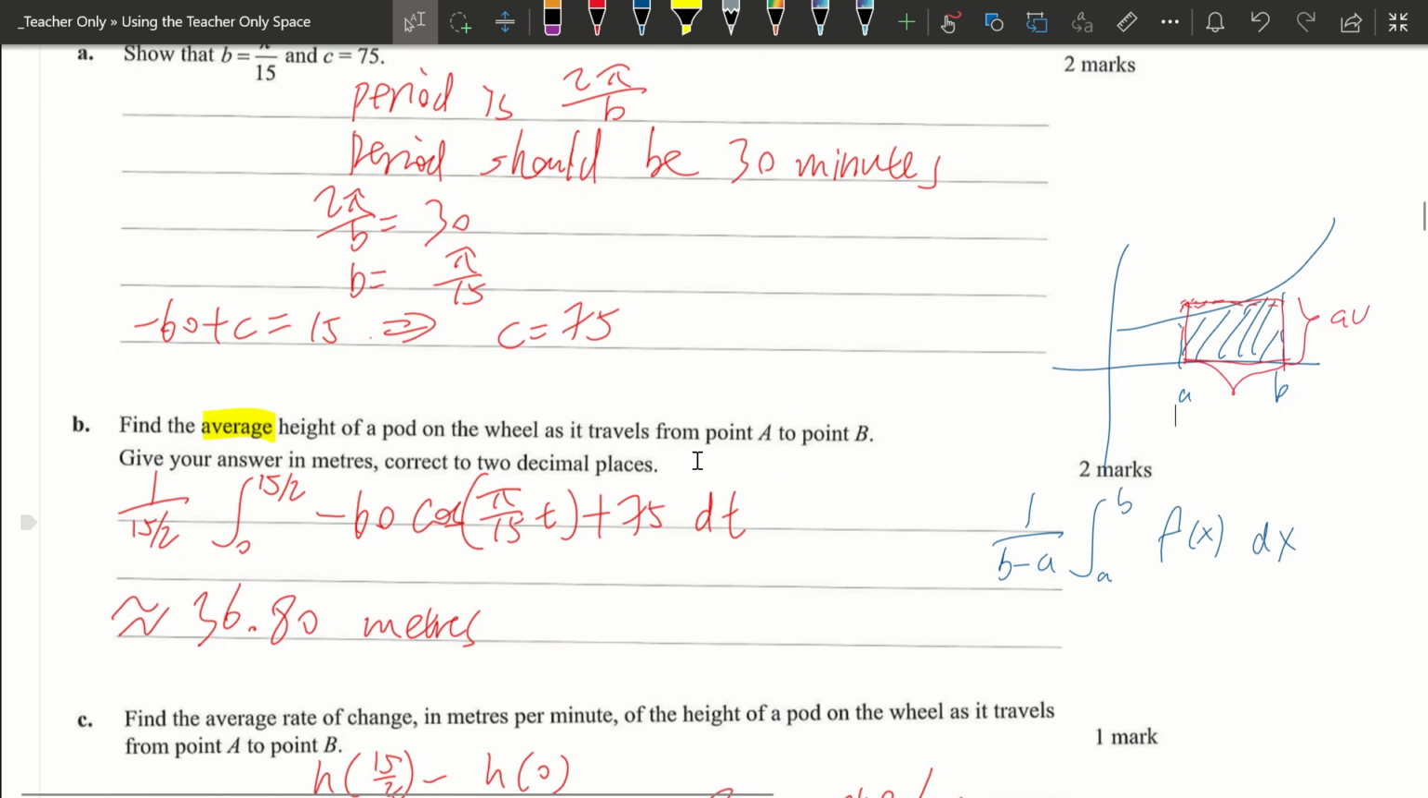So really, at point A, t is 0. At point B, this is the time. 30 minutes, one full circle, but I'm only going a quarter circle, so divide by 4, which is where the 15 over 2 comes from. And we type this into the calculator and get the answer.